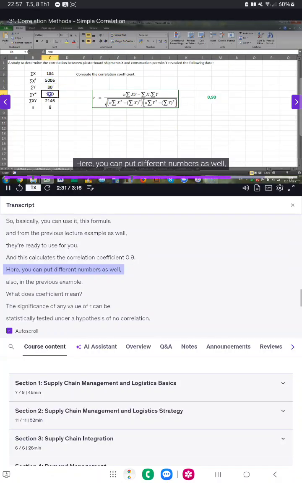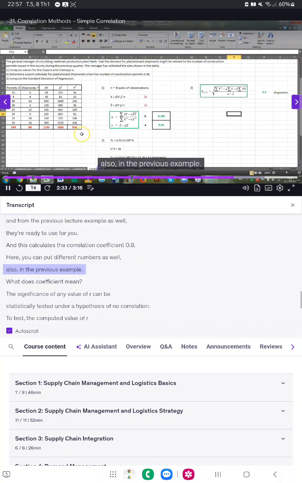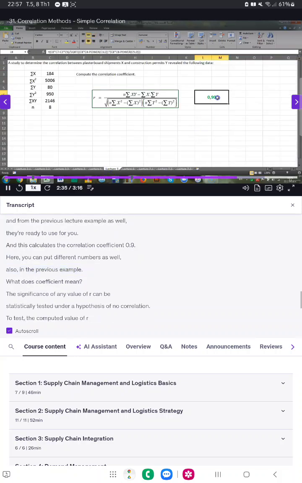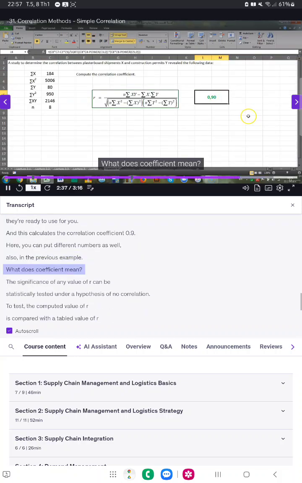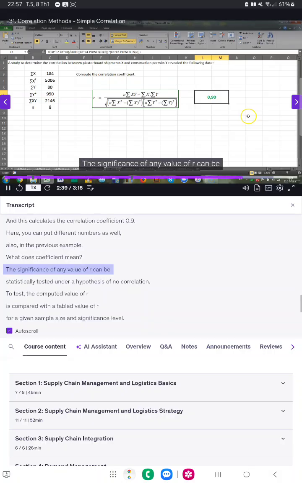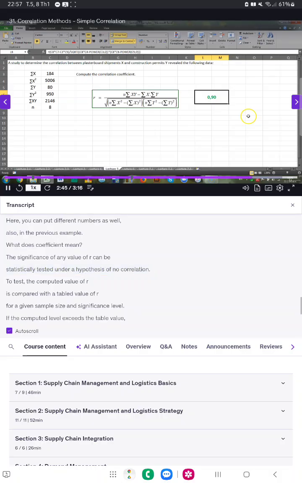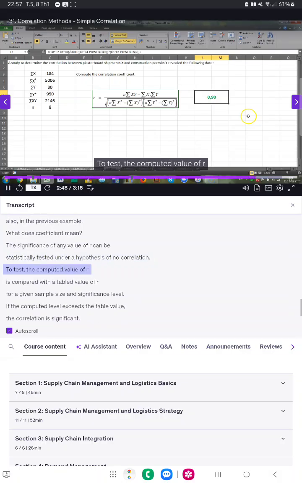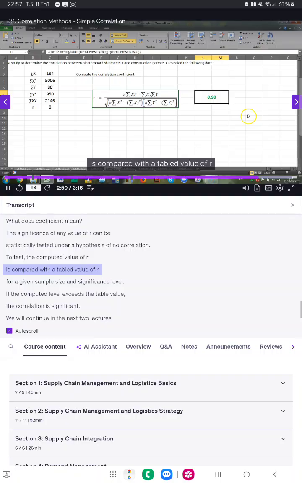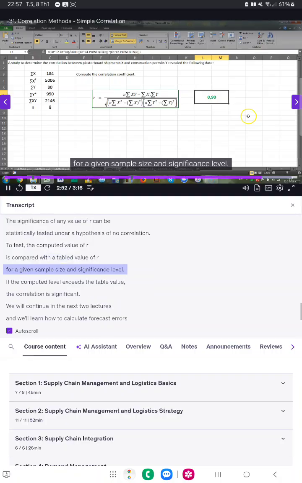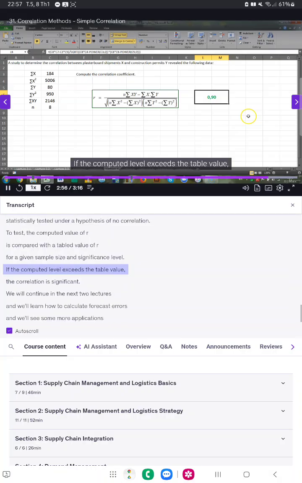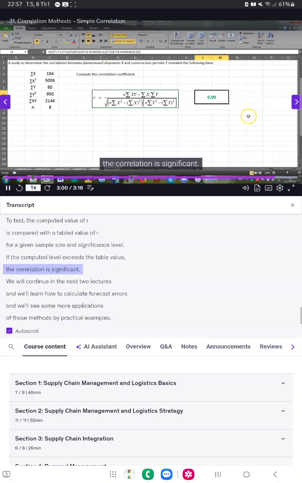Here you can put different numbers as well, also in the previous example. What does the coefficient mean? The significance of any value of R can be statistically tested under a hypothesis of no correlation. To test, the computed value of R is compared with a tabled value of R for a given sample size and significance level. If the computed level exceeds the tabled value, the correlation is significant.